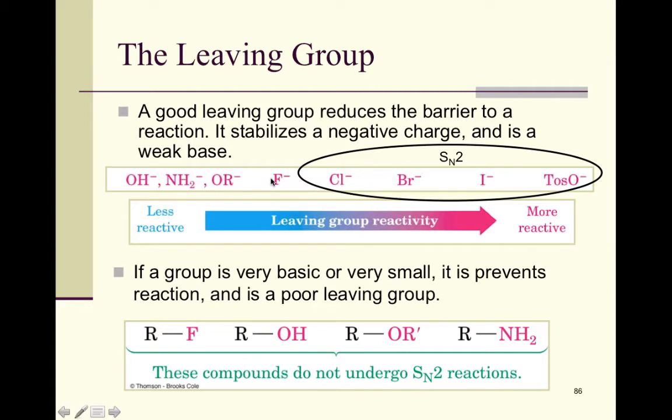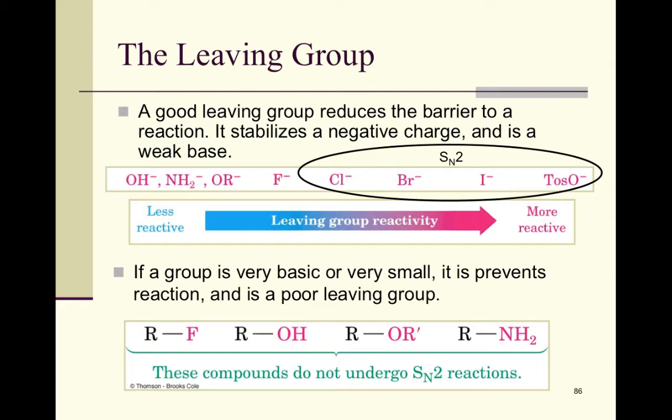This part here shouldn't even be here because along with it in your textbook, it tells us if a group is very basic or very small, it prevents the reaction and is a poor leaving group. So you can see these guys here are also listed here. These compounds do not undergo an SN2 reaction. So if we're looking at the best leaving groups, these guys aren't even leaving groups at all. They don't even come into play. Chloride, bromide, iodide, notice the larger the halogen, the better the leaving group.